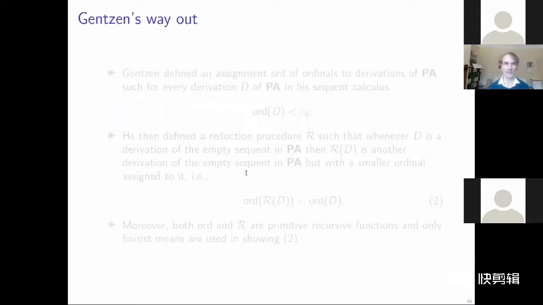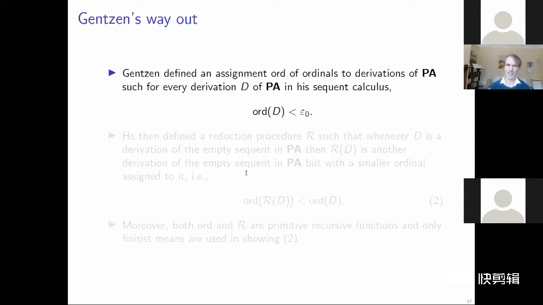But Gentzen had a way out, and this was a very smart way. So Gentzen imagined the following. Let's say you have a sequent calculus version of PA, and also assume, for the sake of the argument, that PA is inconsistent. Well, then PA will deduce the empty sequent. And so his strategy was to show that PA cannot deduce the empty sequent.